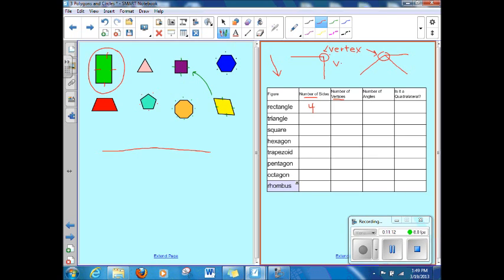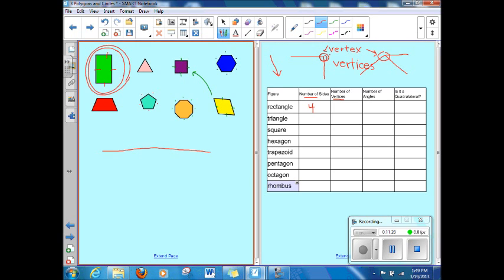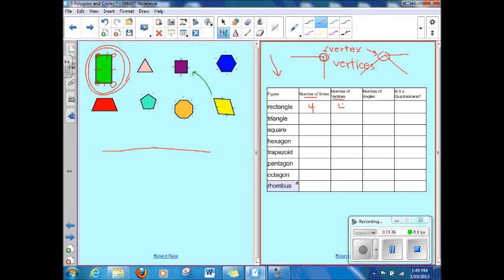So I've got two of those, and if we've got more than one vertex, we call those vertices. So we're going to be looking at the number of vertices on a figure. Well, let's go back to the rectangle. I'm going back to this one over here, the rectangle, and here's where two lines come together, and two lines come together, and two lines come together, and two lines. So it looks like there's 4 vertices.